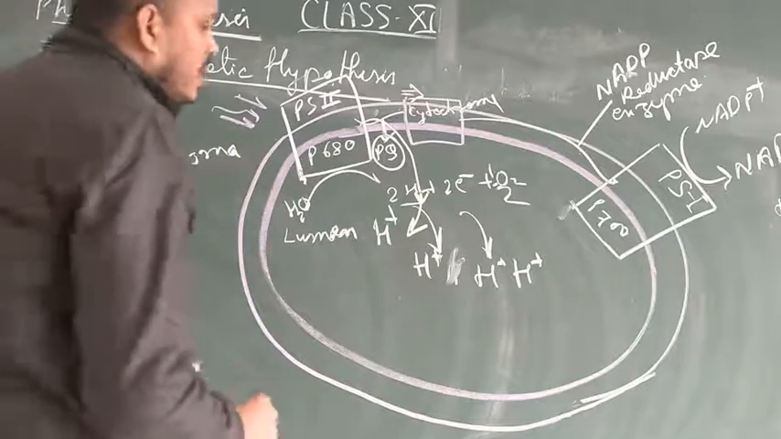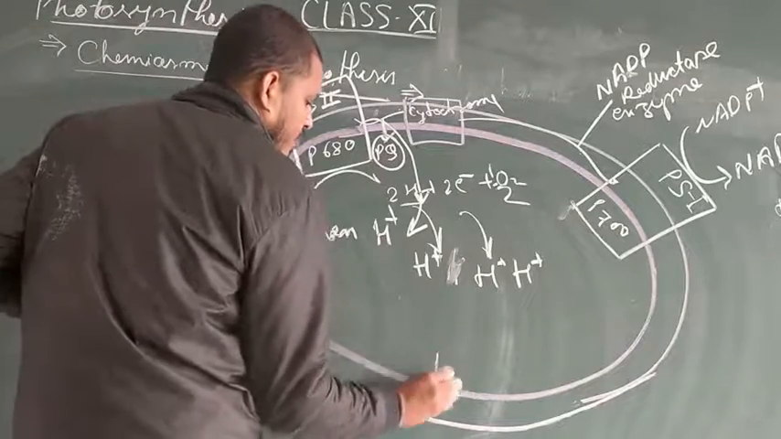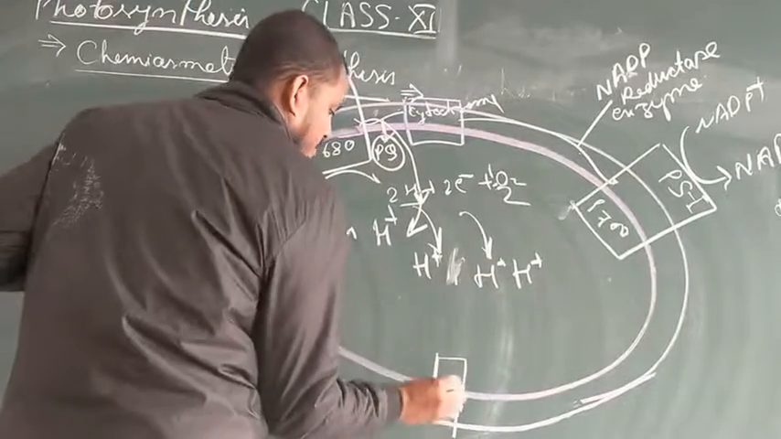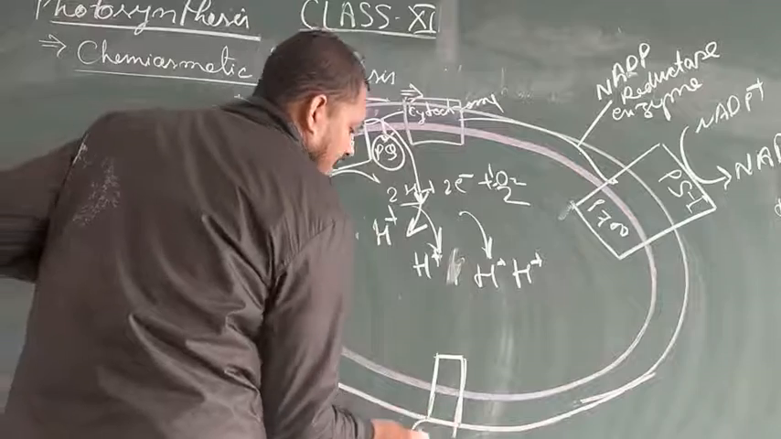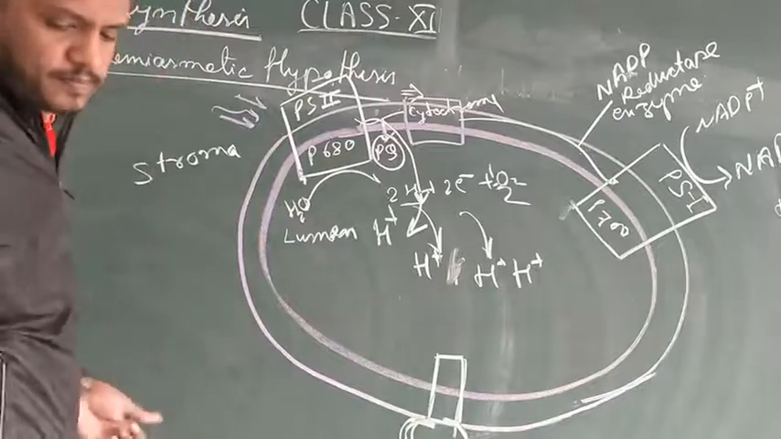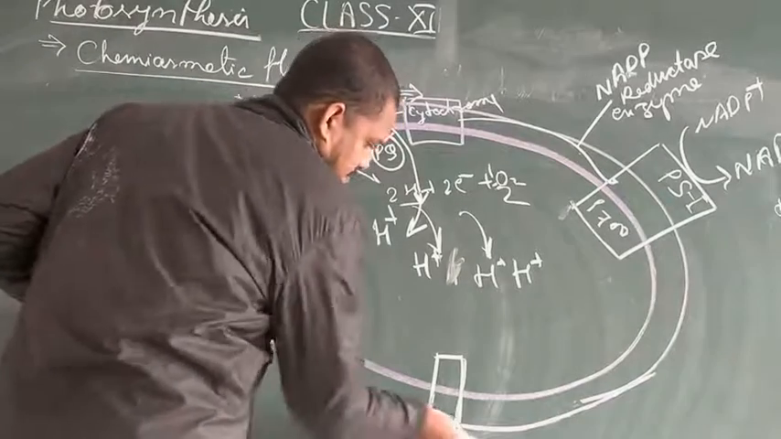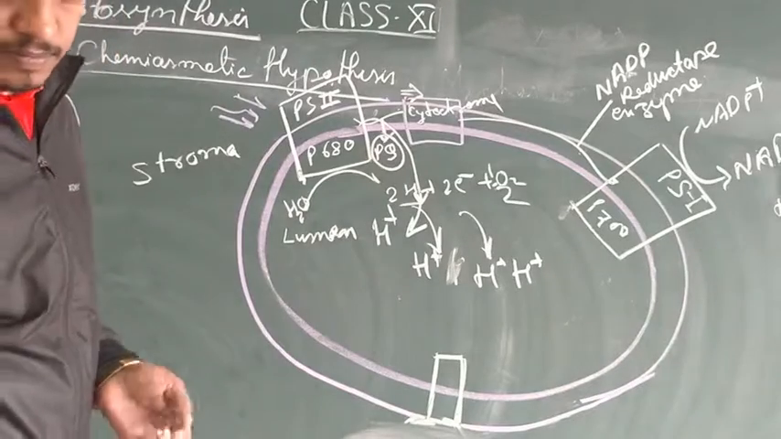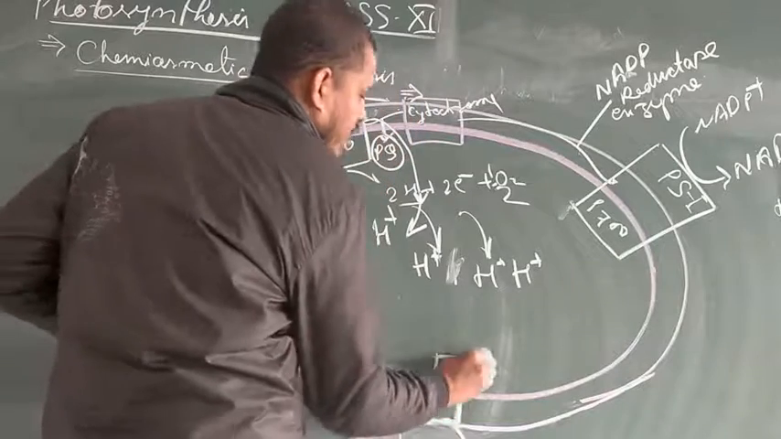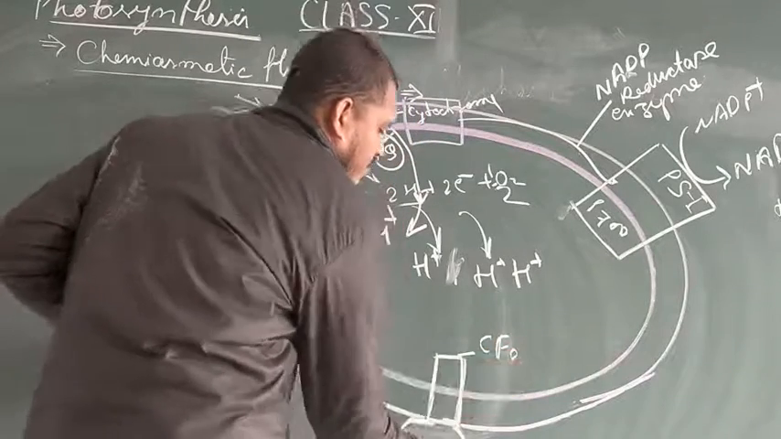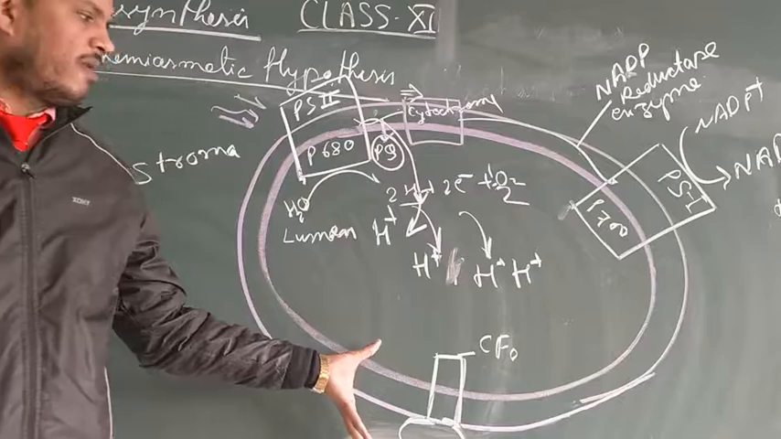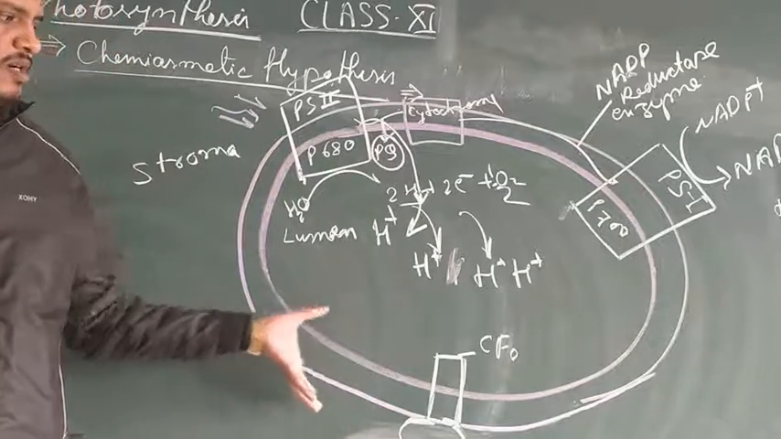Now there is one more enzyme, ATP synthase. This enzyme is divided into two parts, chloroplast CF0 and chloroplast CF1. These two parts are also embedded in the membrane of the granum.